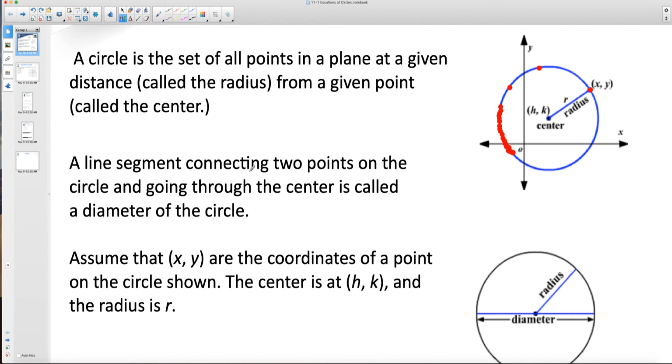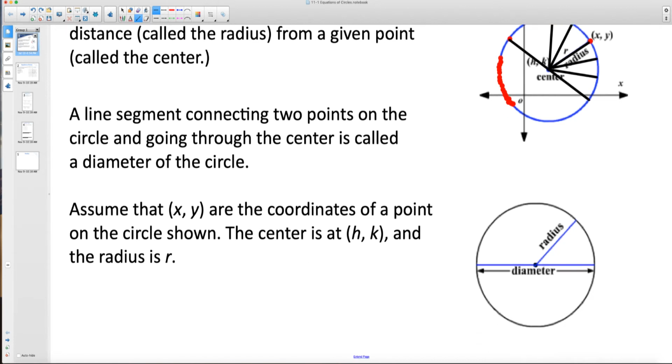A line segment connecting 2 points on the circle and going through the center is called the diameter. So for example, maybe I go from this point over to that point. That is called a diameter. Now only half of it, say from here to here, that's called a radius. So all of these here are radii. Every line I'm drawing is a radius.